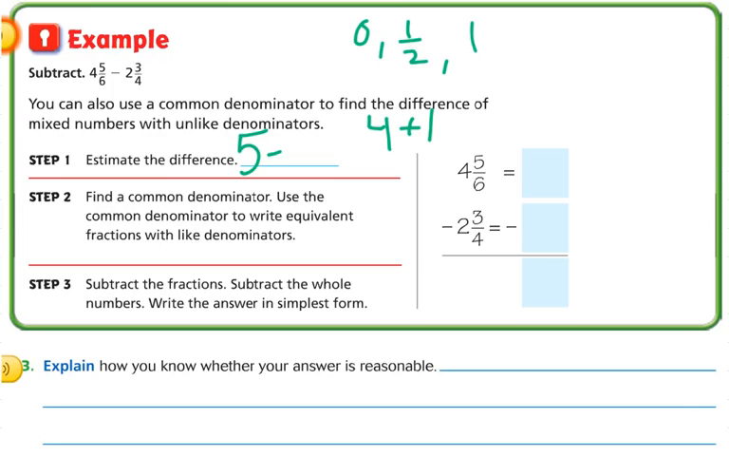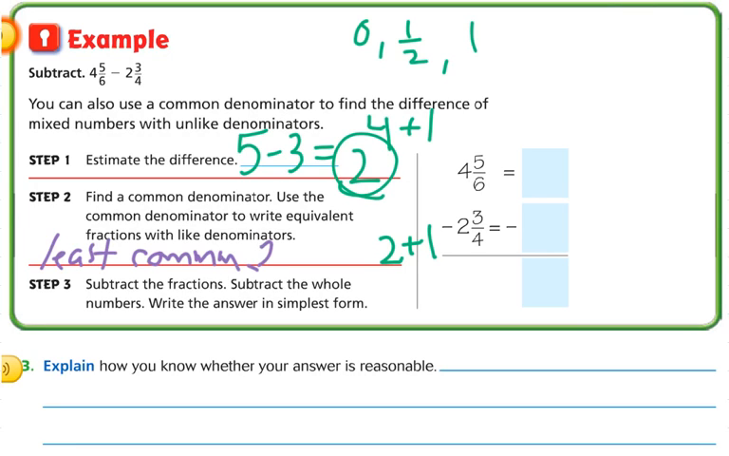Next, we're going to say to ourselves 3/4, boys and girls, is pretty close to 4/4. So we're going to round 3/4 to 1, and that's going to give us a result of 3. So now our estimate is 5 minus 3, which is 2. At the end, we want to make sure that our actual answer is really close to 2. So step 2, it says find a common denominator. Use the common denominator to write the equivalent fractions. Again, boys and girls, make sure that you're finding the least common denominator.